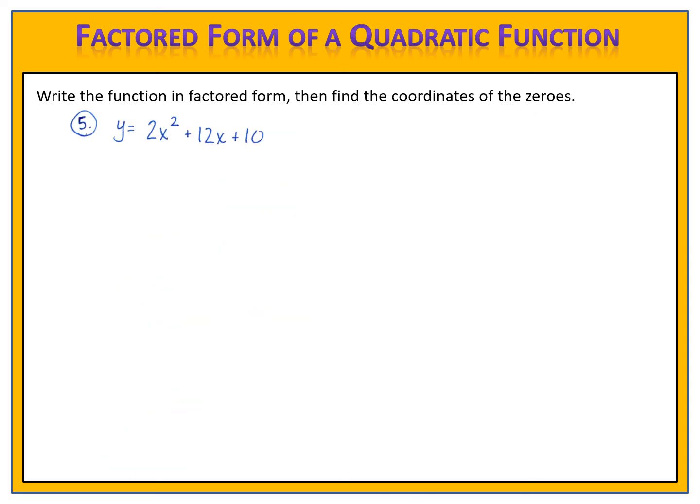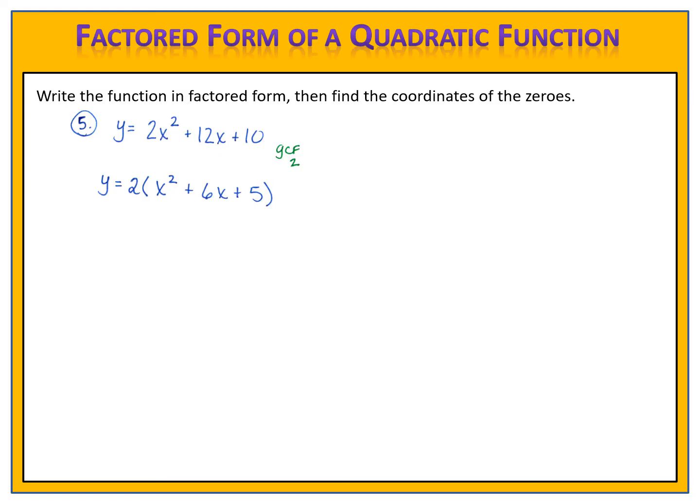In exercise 5, we have a quadratic trinomial. This time we have a greatest common factor. Notice we have a common factor of 2. So the first step this time will be to factor out that greatest common factor. Now we're left with a trinomial, x squared plus 6x plus 5.